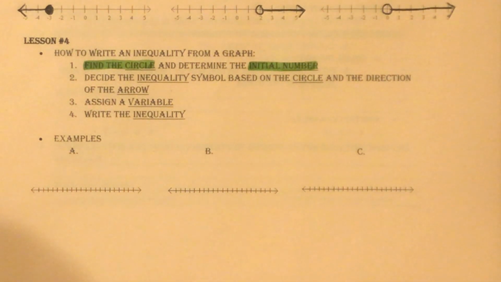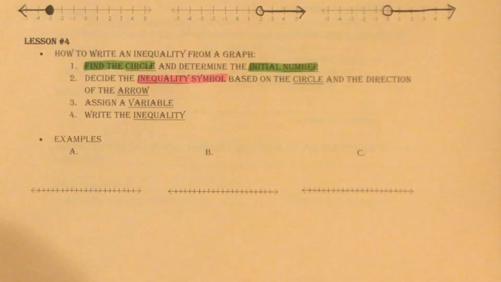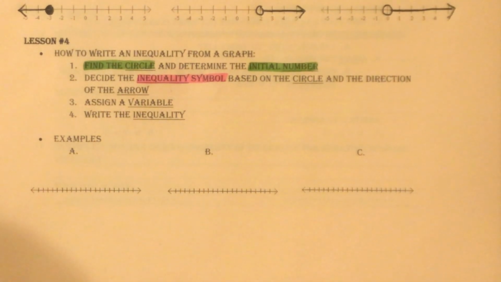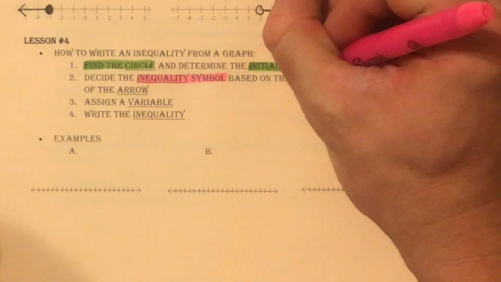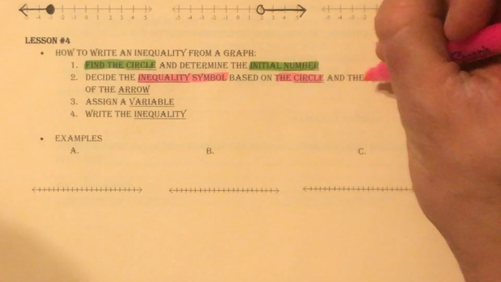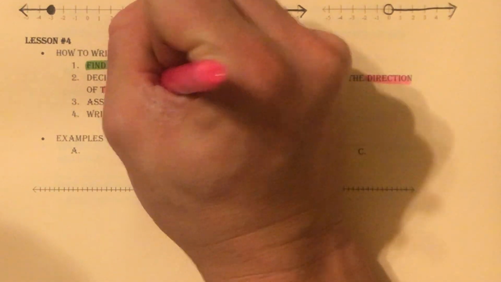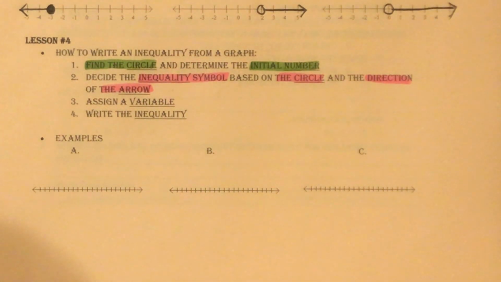Step 2, right? Decide the inequality symbol. So first thing we want to do is look at the circle and say, is it filled in? Well, if it is, we know it has a portion of an equals to sign. If it's not, then it doesn't. All right, so the inequality symbol is based on the circle. And then the next part of the inequality symbol is the actual direction of the arrow. All right, so what is the direction of the arrow? And that's going to help us figure out which way our inequality symbol should face.